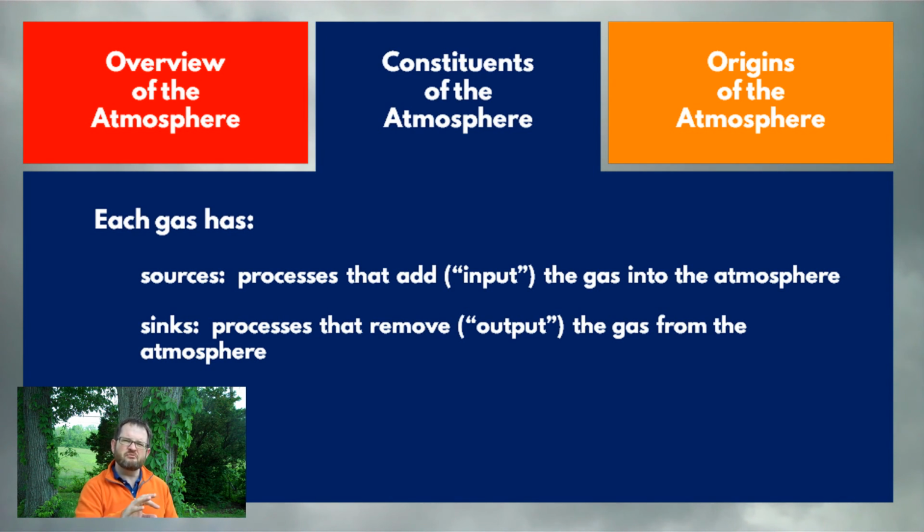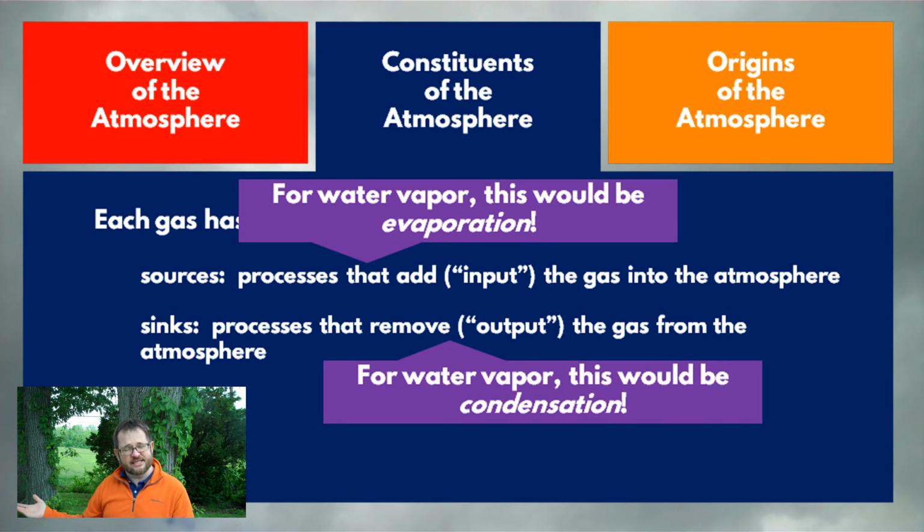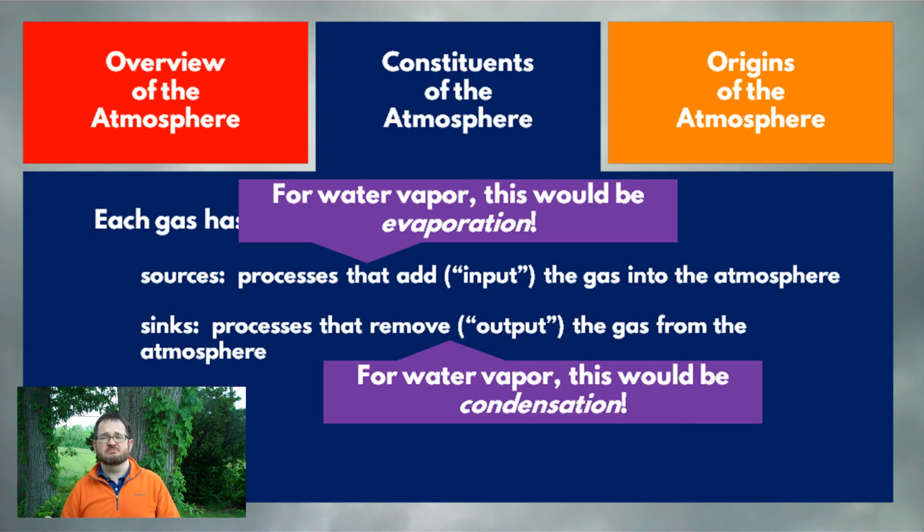Let's look at that word source first of all. If we were talking about water vapor, which is a gas in the air around us, we would probably use the word humidity to describe it. What is a source of humidity or water vapor in the atmosphere? Well, the process that adds that gas to the atmosphere would be evaporation. If there were water on the ground right now, as it is added to the atmosphere, that would be a source of water vapor to the atmosphere by the process of evaporation.